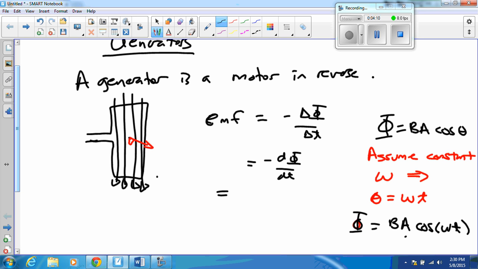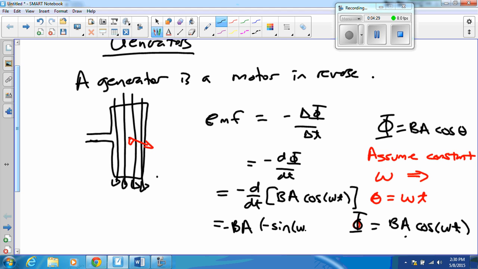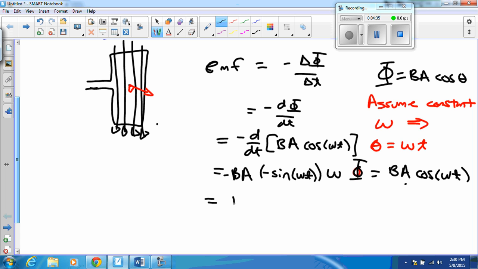And if I now take the derivative of this with respect to time, then I get a fairly simple expression, which is that the B and the A are constant, and the derivative of cosine, as you know, is negative sine times the derivative of the inside, which is just omega. So that when the dust settles, what I get is this expression.